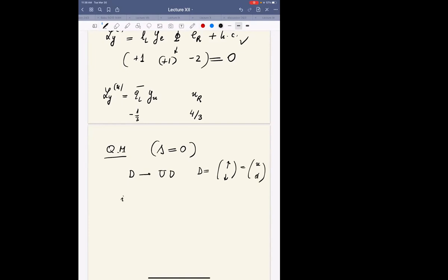Then I have two invariants. D dagger D, that transforms as D dagger, U dagger, UD. This is the trivial invariant. What is the other invariant that we talked a lot about? What did you use to do in quantum mechanics? It's D transpose i sigma 2 D. You anti-symmetrize. Okay, very good, thank you.